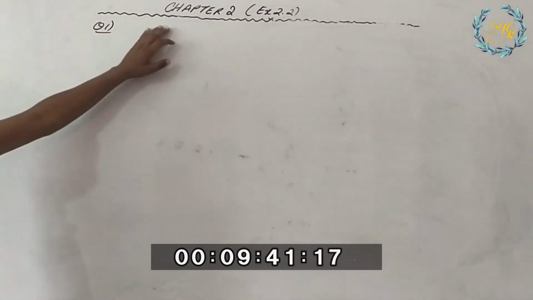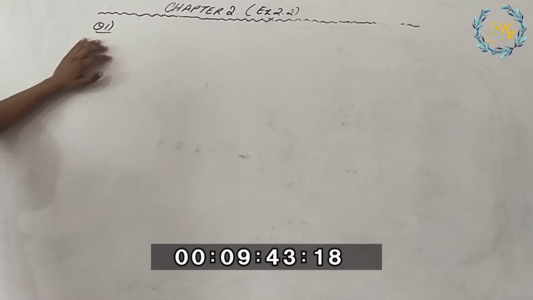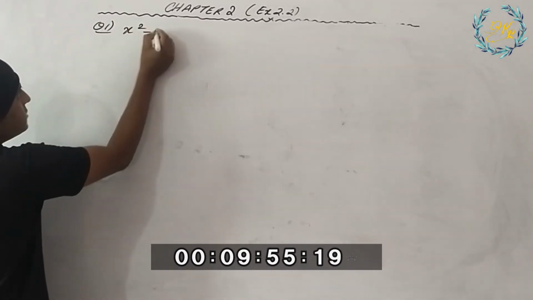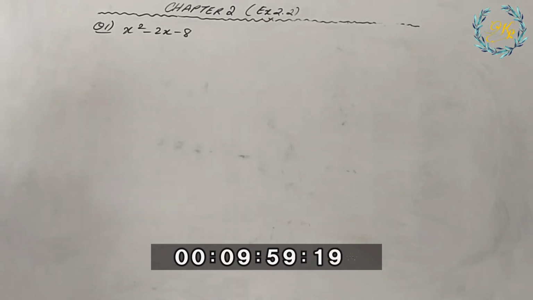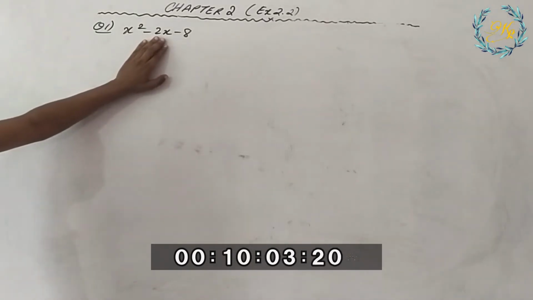Exercise 2.2, question number 1. We have to find the zeros of the following quadratic polynomials and verify the relation between the zeros and the coefficients. In this sum we are given, the first one as x square minus 2x minus 8. Now finding zeros means we have to find the values of x here.